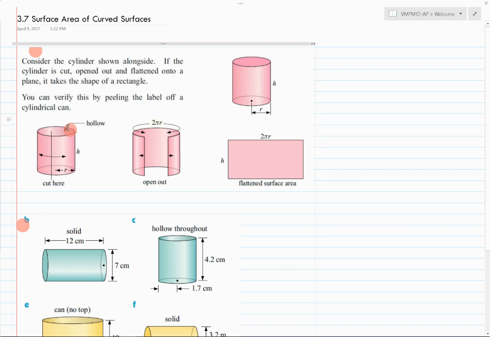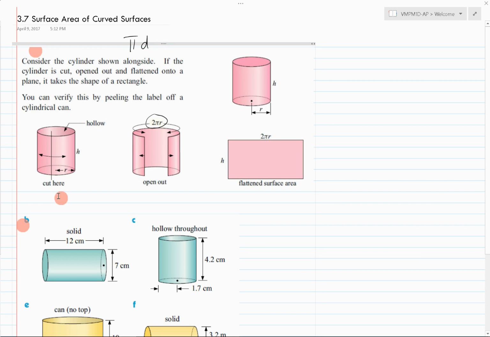So start off with a cylinder here. Think of a hollow cylinder, like a paper towel tube or a soft drink can with the top cut out. You notice the top has the shape of a circle, and we might remember what the circumference of a circle is. So circumference is just 2 pi r. Sometimes we said it was pi times diameter, but the diameter is also 2 times the radius. So we can also say 2 pi r.